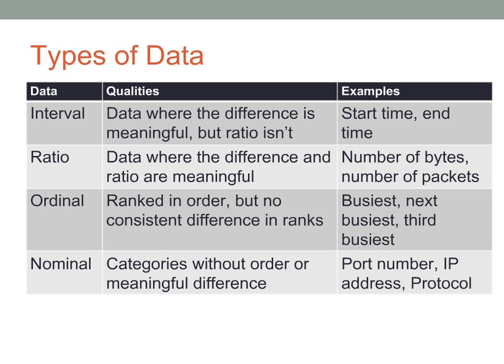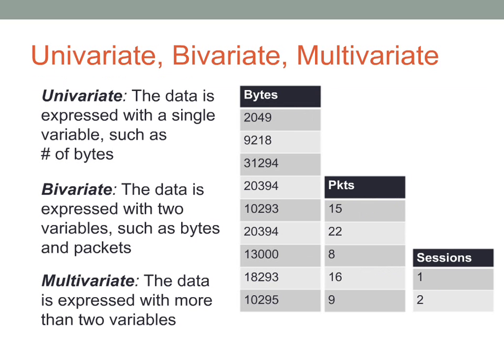Now, when we talk about data sets, univariate, bivariate, and multivariate, first off, when I actually pull data for analysis, I've usually got 14, 15, 18, 20 different variables that I've pulled down. I spend a lot of time working with NetFlow, which means by default I'm dealing with 9 variables. But when we're talking about visualizations, it helps to start by talking about univariate, bivariate, multivariate.